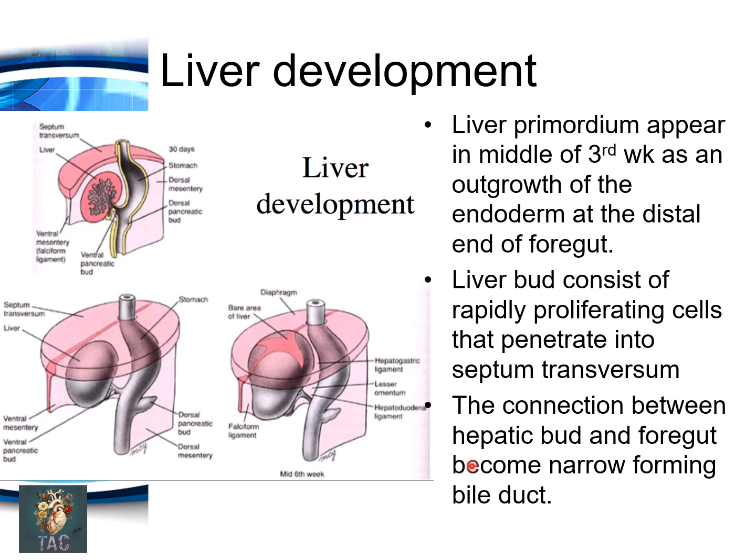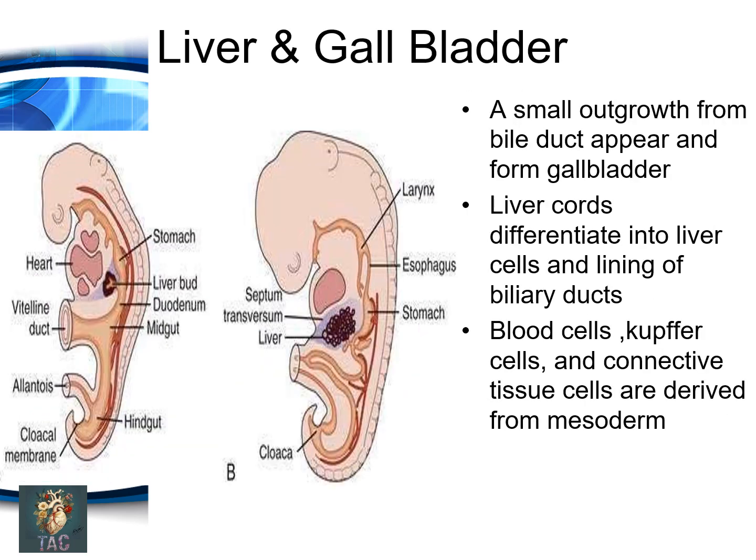The connection between the hepatic bud and foregut becomes narrow, forming the bile duct. So this is the connection. As the liver grows, this connection narrows down and it will form the bile duct. A small outgrowth appears from the bile duct and it will form the gallbladder. So in this diagram, you can see this is a small outgrowth which is appearing from the common bile duct, and it will form later on the cystic duct and the gallbladder.